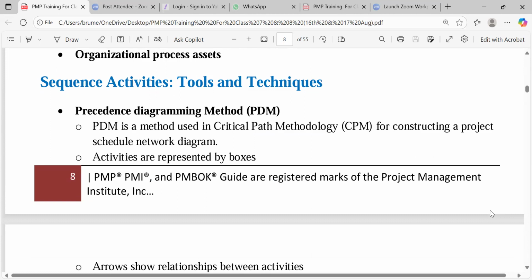The word precedence means what comes afterwards. We want to use a diagram to depict that. And this precedence diagramming method uses what is called the critical path method for constructing the project schedule. Now I'm going to introduce what the critical path is.